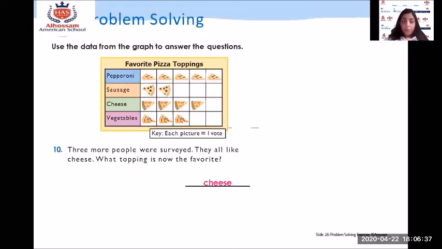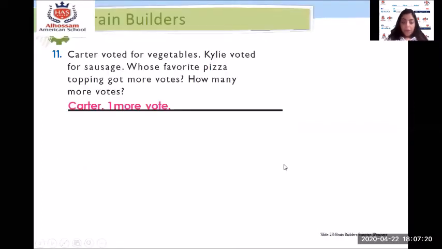So, vegetables 3 and sausage 2. I'm going to add 1 more here. And 1 more here. So now which topping is more, the sausage or the vegetables? The vegetables, which Carter chose. Right?